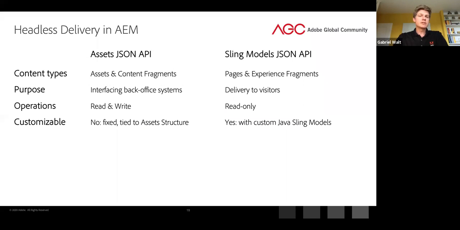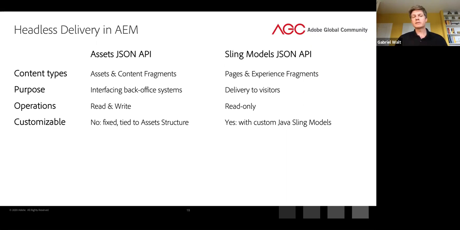So the assets JSON content API is really not only for content fragments, but also for assets, for images and anything that is stored inside of AEM assets. And the purpose of that API is really to interface other backend systems. It's not purposed like the Sling model for delivery to visitors. It is something where you can read and write, and it is something that is quite verbose. So you really get all the details of that content fragment. So it's not something that you probably want to use for delivery.